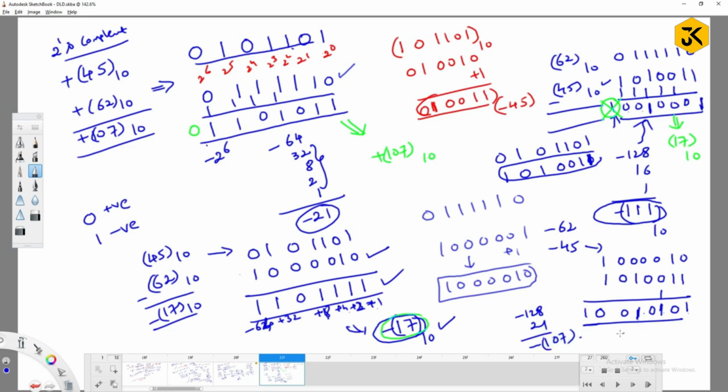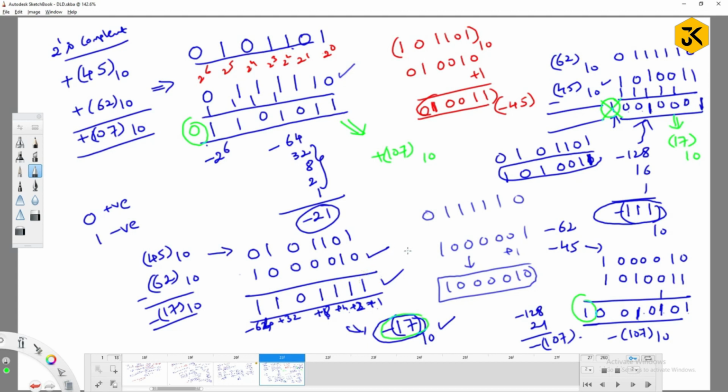Minus 107, right? So that is our result. But here the question is, sometimes we are going to consider this overflow, and sometimes we are eradicating this overflow. Sometimes we are going to add this 0, and sometimes we are not going to add anything, right? That is our question. So why is it happening?